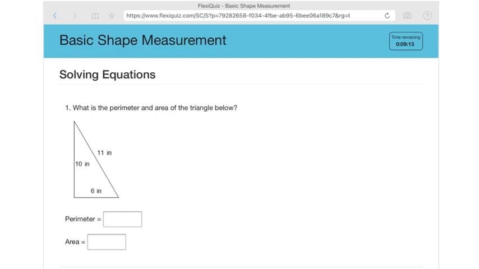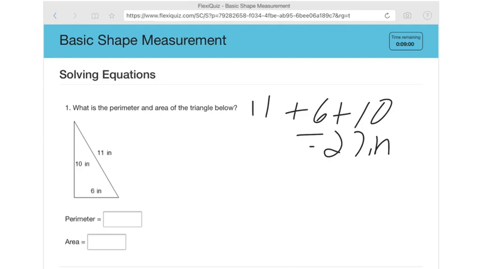And so we're just going to go ahead and do, make sure I got my right color here. We're going to say 11 plus 6 is 17 plus 10. So the perimeter is going to be 27 inches. Now the area, and that's perimeter.